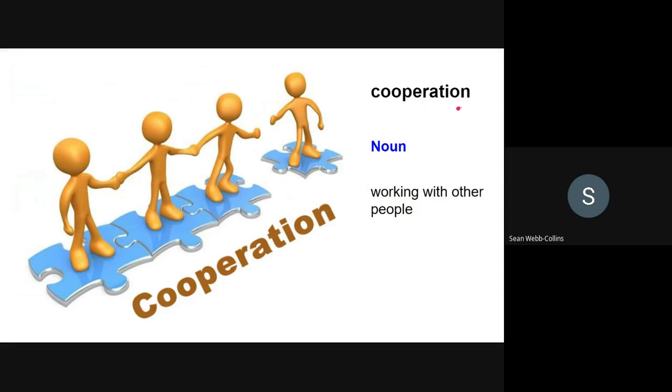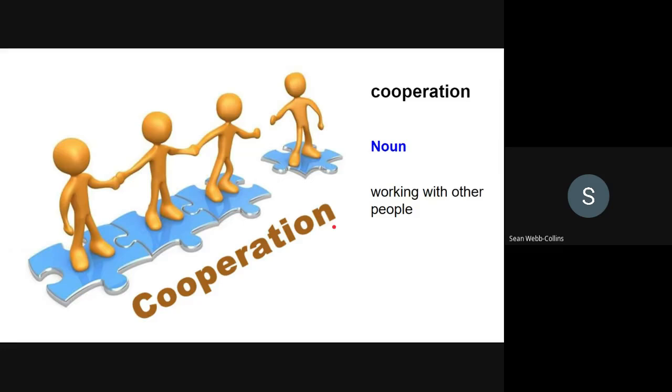Cooperation. Noun, working with other people. For example, cooperation is important on a team.